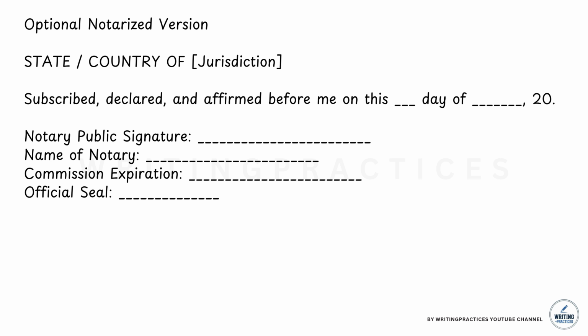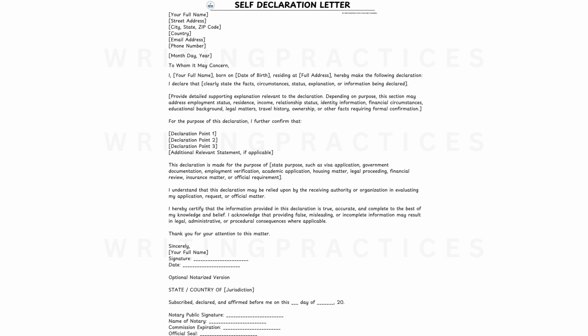Before sending your self-declaration letter, make sure every statement is clear, factual, and consistent with your supporting records or evidence. Review dates, names, addresses, and declared information carefully. A strong declaration is based on clarity, accuracy, complete information, and a full understanding that official authorities may rely on your statement when making important decisions.